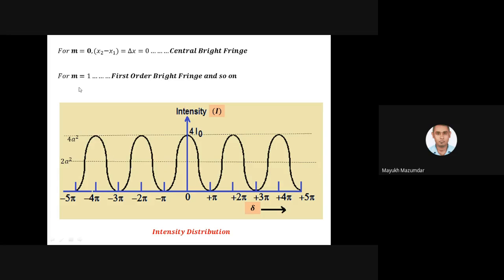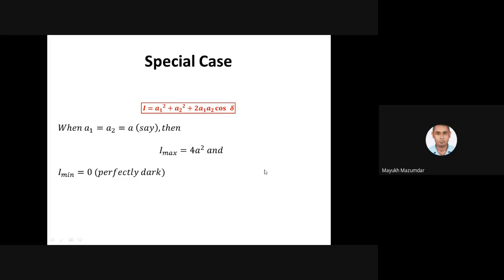Yeah, this is what I was talking about. For M0, we will get the central bright fringe, and for M1, we will get the first bright fringe, and so on. Now, if we want to plot the intensity graphically, you would get something like this. You would see that intensity is maximum, then it is falling and becoming 0 at some points. I'm plotting this equation under this condition.